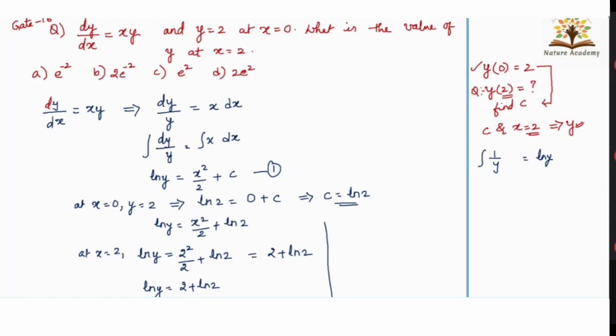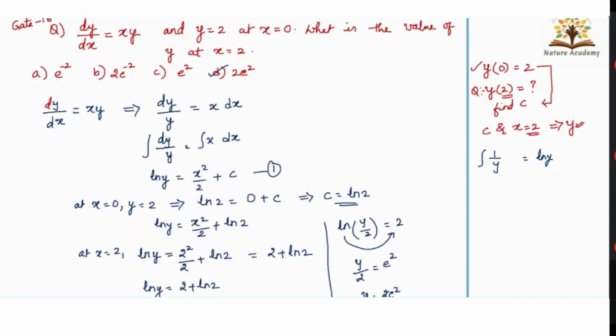Then I can also write this as log of y by 2, which is equal to 2, because log a minus log b can be written as the division part. Now I will simply send log to this side so that I get y by 2 is equal to e square, or y is equals to 2e square. So this is the final answer. It should be answer D. So I hope you got it. I went very slow in this sum because this was the first sum of today's session.